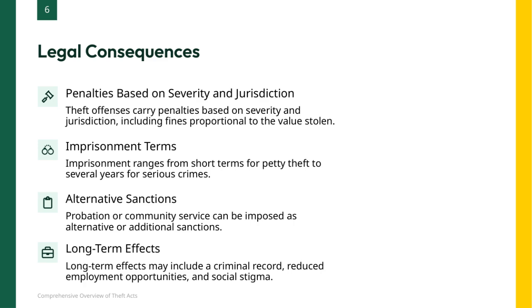Imprisonment can also vary significantly, from short jail terms for minor thefts to several years behind bars for more serious offenses. In some cases, instead of or in addition to jail time, courts might impose alternative sanctions like probation or community service.